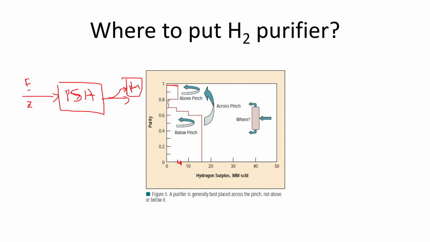So this one, 5, for example. So we now have 5 million scarf of hydrogen. So instead of supplying it at this concentration, we could then supply it at lower concentrations over here. But then we will need to have more hydrogen, right?